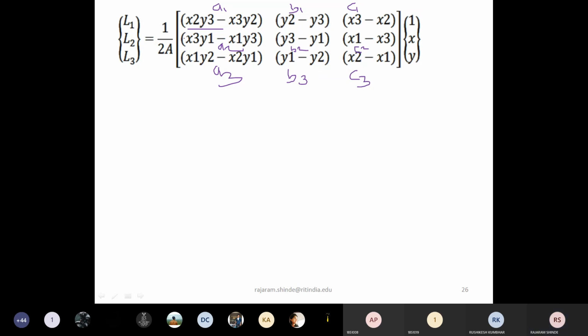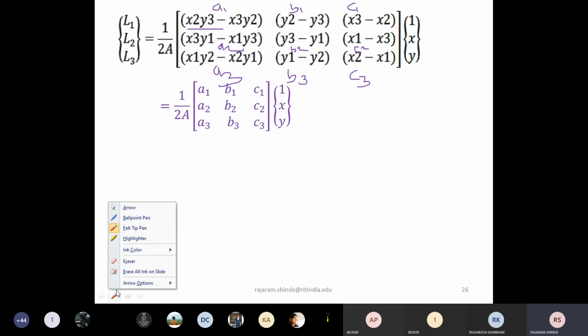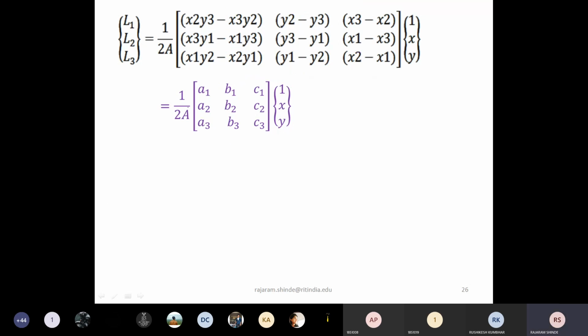That means I can replace these terms in the coordinates form with the constants, and I can write L1 is equal to 1 upon 2A times A1, B1, C1, A2, B2, C2, A3, B3, C3.